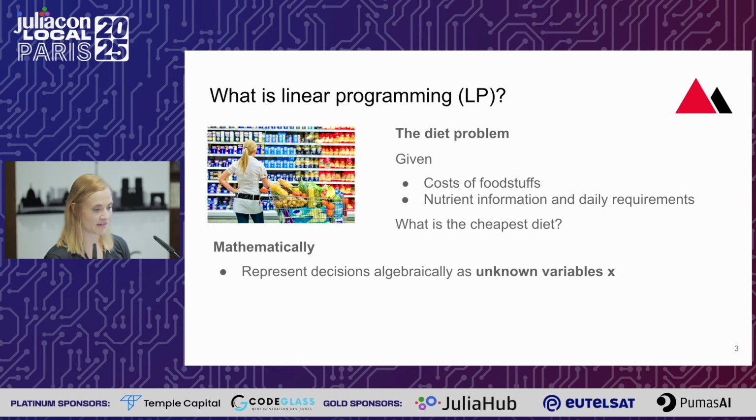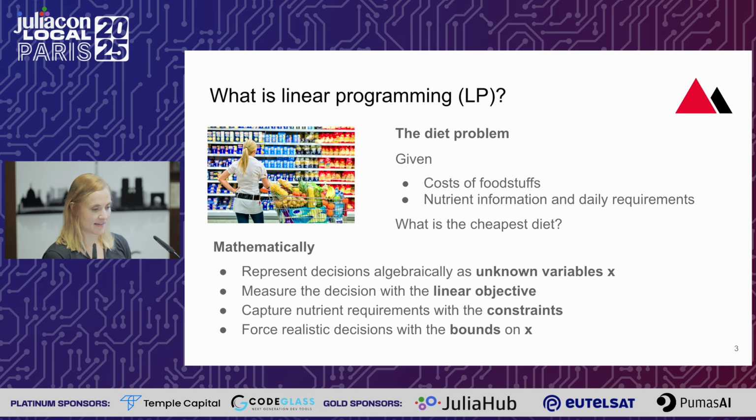Mathematically, this can be modeled with unknown variables x for the decisions that we'll make. The decision quality is measured with the linear objective. The nutrient requirements can be captured with the constraints, and we can force realistic decisions with the bounds on the x variables.